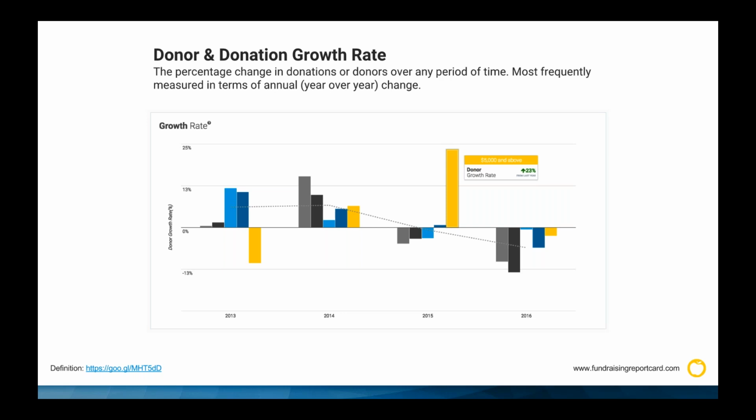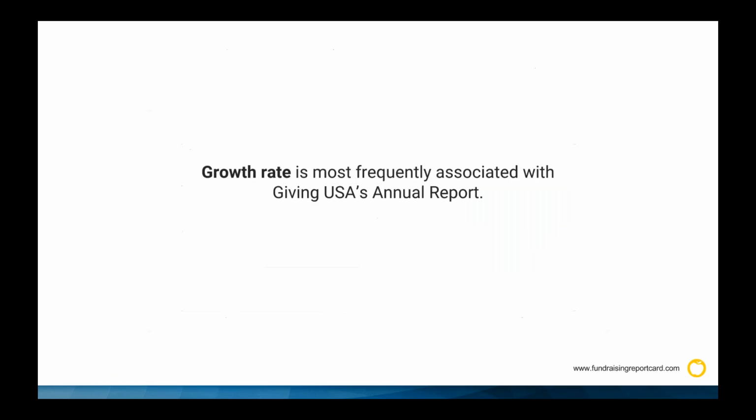What you can see here on your screen, the visualization, that's actually from Fundraising Report Card. And what you may notice is what's highlighted there is the donor growth rate of just the 5,000 and above segment. And we'll touch on that in a bit here.